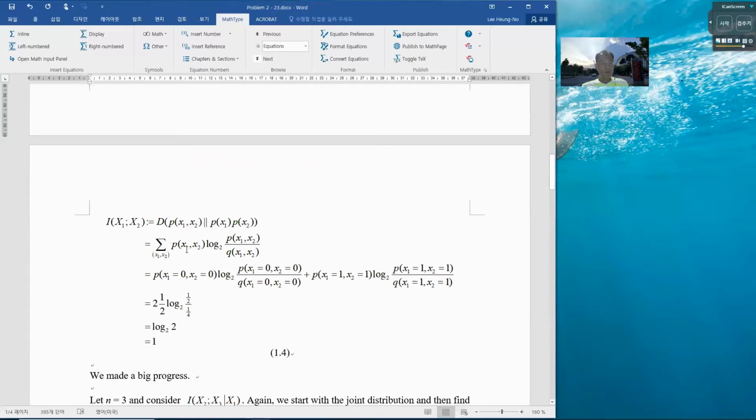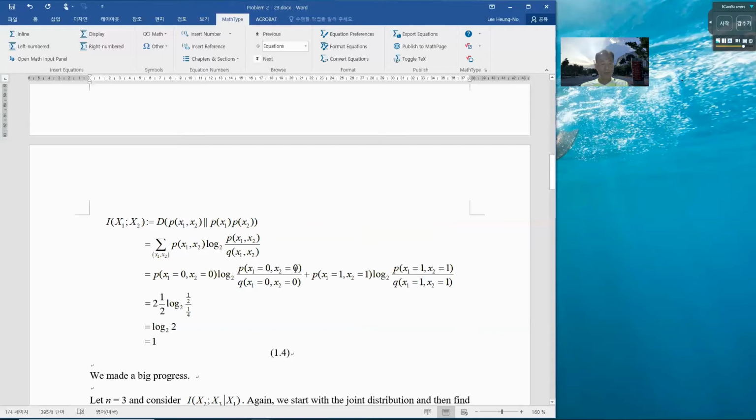Then we note that the joint distribution is non-zero only when we have an even number of ones in this sequence. So whatever you have here doesn't matter if you multiply with a zero probability. So what we are left with in the next line is the 0, 0 and 1, 1 cases only. The probability of this is half, and we take the ratio of the joint versus the product distribution.